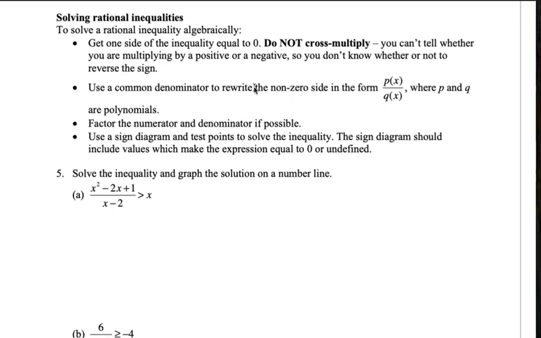Now, solving rational inequalities. To solve a rational inequality algebraically, get one side of the inequality equal to 0. Do not cross multiply, because you can't tell whether you're multiplying by a negative or positive number. Basically, don't cross multiply ever. Use a common denominator to write it in the form p(x) upon q(x). Factor the numerator and denominator if possible. Use a sign diagram and test points to solve the inequality.